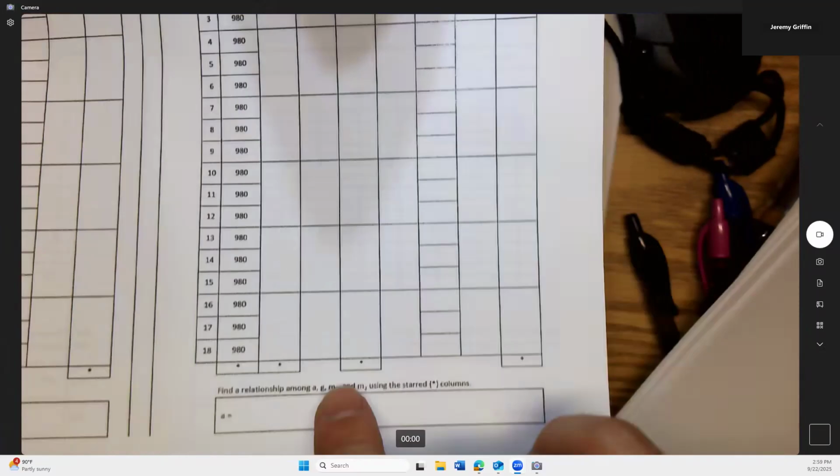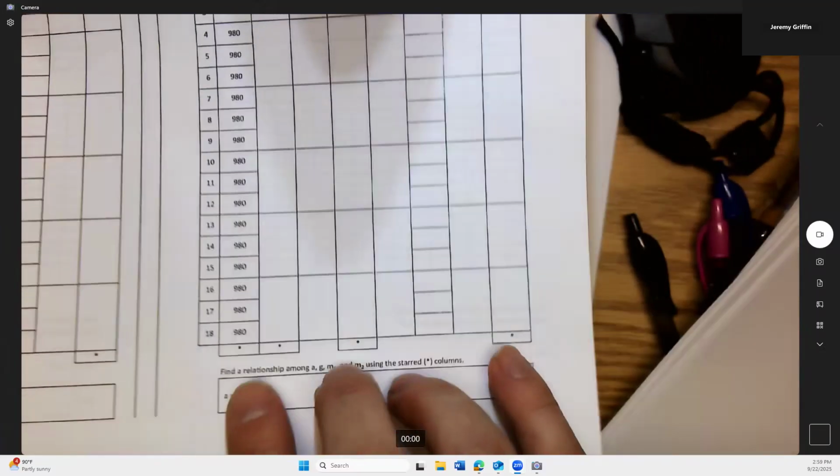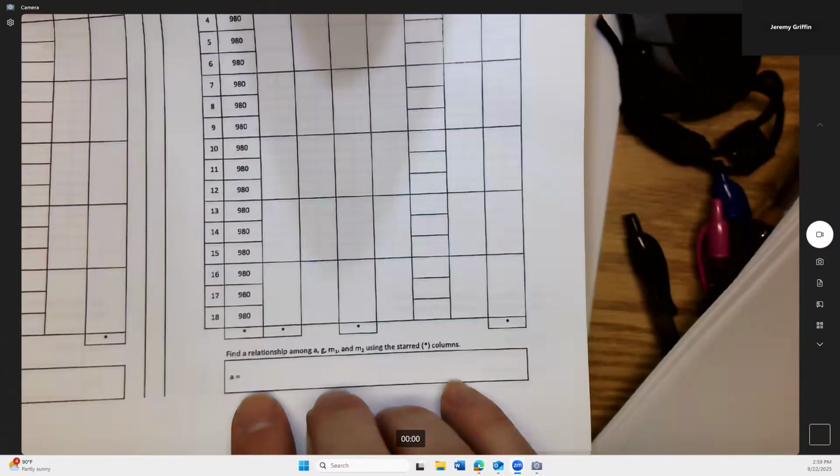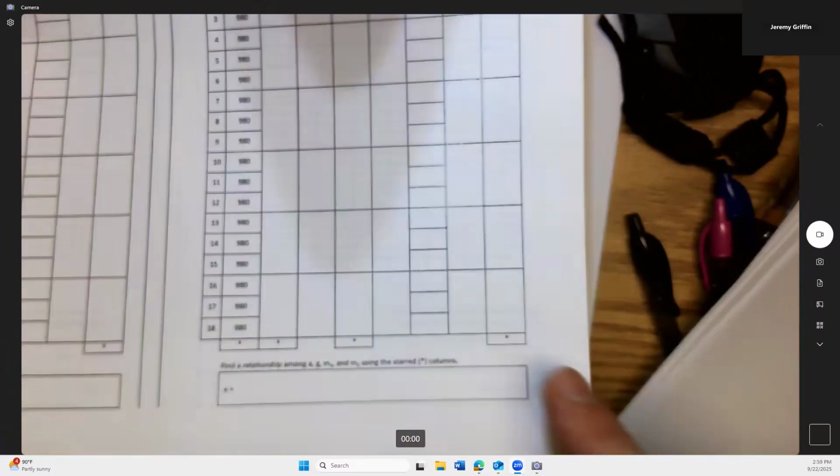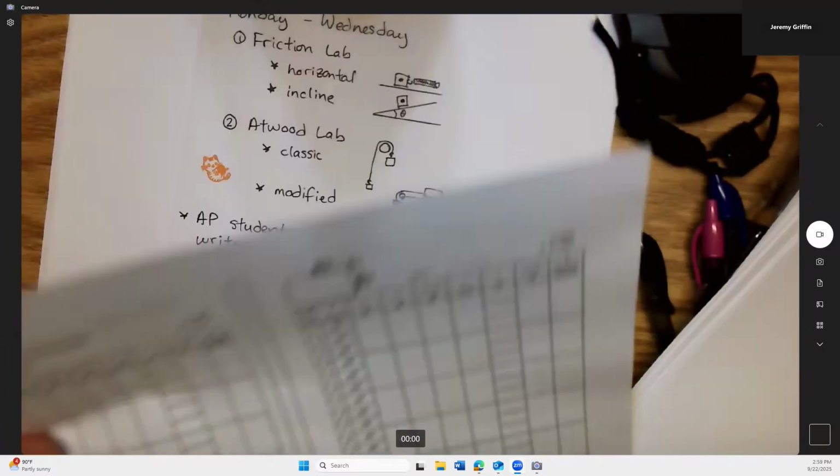And then at the bottom, I did star some of these columns again. Again, the table looks a little different than the left side of the paper. And there's some expression: what is the acceleration as a function of the masses? Guys good? Okay.